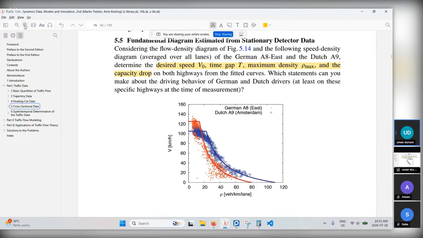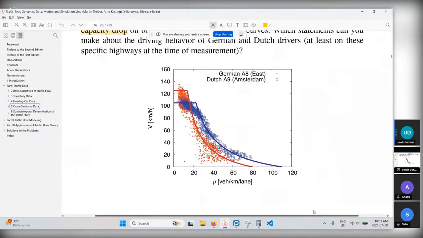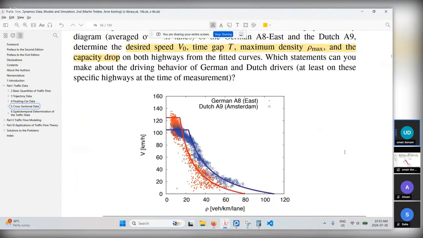So let me zoom in a bit and let's first talk about the behavior of the drivers here. So let's look at the desired speed first. So what do you see is the desired speed? We can see the maximum speed here for the German road and for the Dutch road. The solution also mentions that Dutch police is very strict in enforcing the speed, so that's why we never go above, in this case, as I see it, 105 kilometers per hour. And for the German, it's about 125 kilometers per hour. So that's the desired speed.